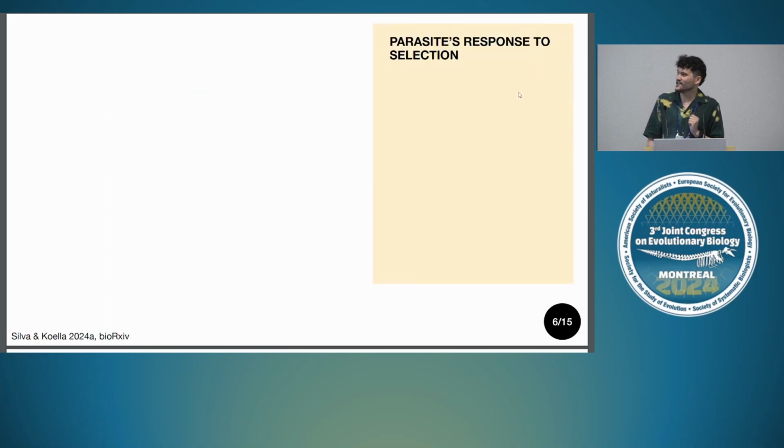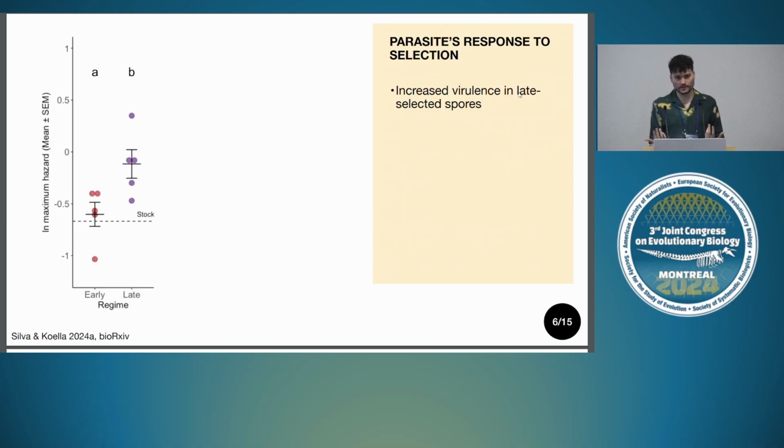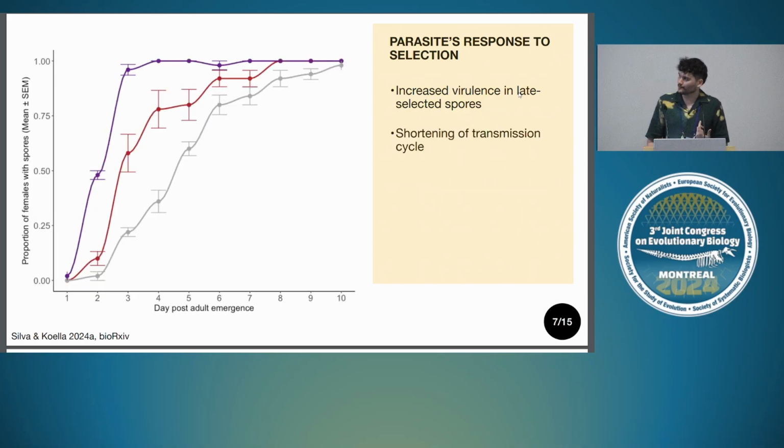Interestingly, when we look at the parasite response to selection, we actually saw the opposite. So we saw that the parasites that killed last were actually much more virulent in a common garden experiment. And we were a bit surprised by this, but we were even more surprised by the fact that they also developed much faster than any other regime.